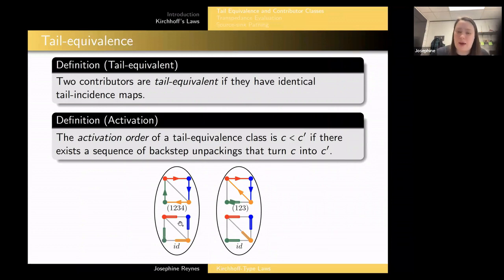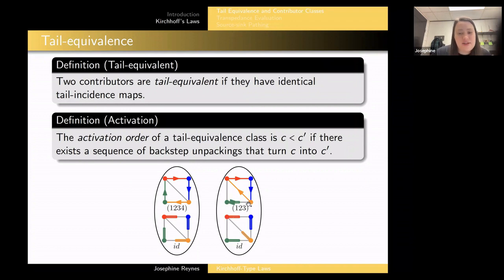And what I mean by backstep unpacking is I also have that these two have the bottom contributor being less in the activation order than the top contributor. What you can do is you can imagine taking this backstep and folding it out the direction it wants to go. This one wants to fold out to this top vertex, and it wants to fold out along the side and so on. And if you were to fold it all out, you would get the contributor above it. It's not always the case that every backstep unfolds. If you look at this other pair, I can't fold out this green backstep because the other 3 will fold out to form a cycle.